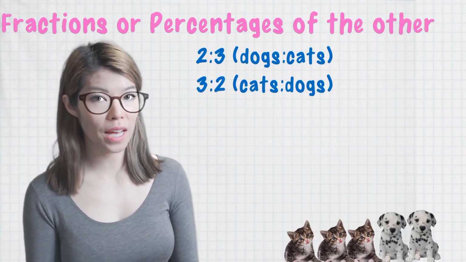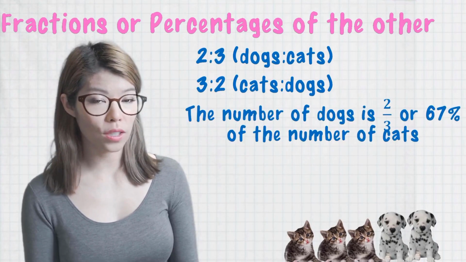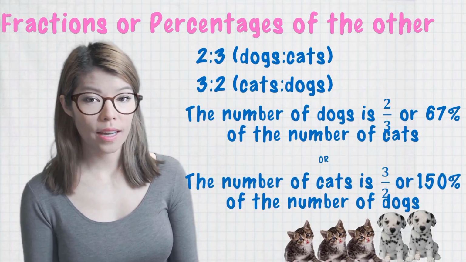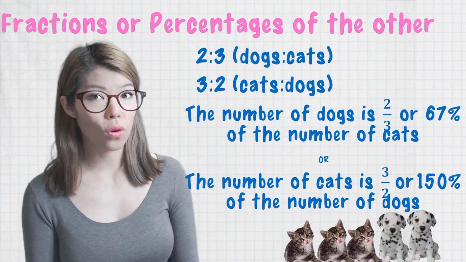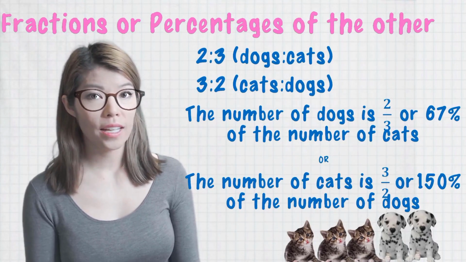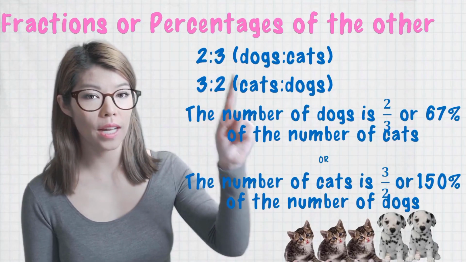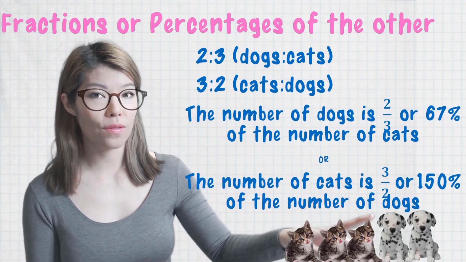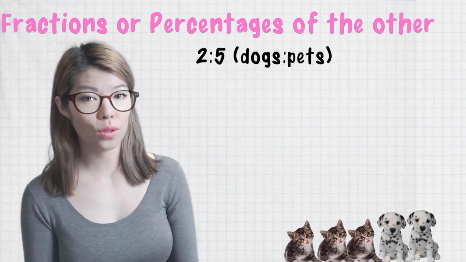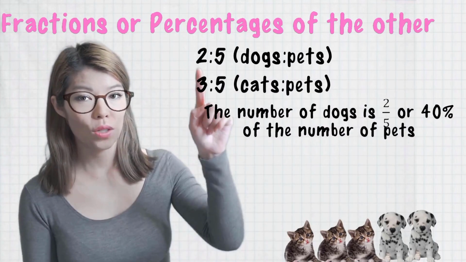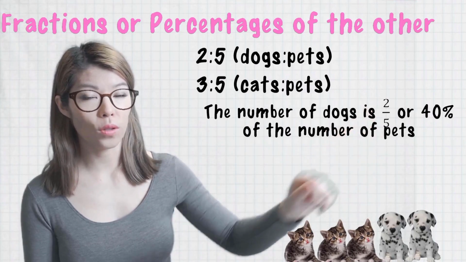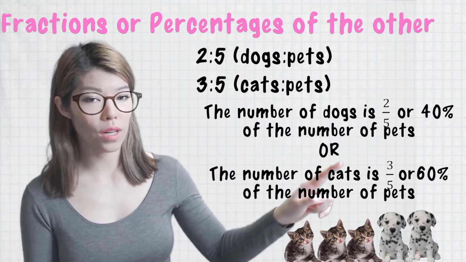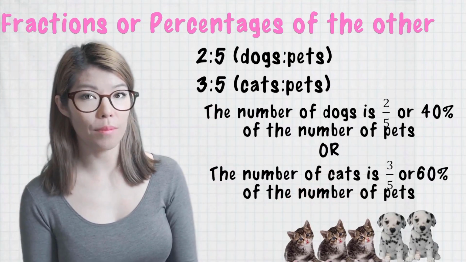So looking at the first 2 examples before, we could say the number of dogs is 2/3 or 67% of the number of cats. And the reverse would read, the number of cats is 3/2 or 150% of the number of dogs. So as you notice, 2 to 3 for dogs and cats becomes 2/3. And when we talked about cats and dogs, 3 to 2, it became 3/2. And when we compared parts of wholes, 2 to 5 and 3 to 5, again, 2 to 5 is 2/5 or 40%. And 3 to 5 is the number of cats is 3/5 or 60% of the number of pets.